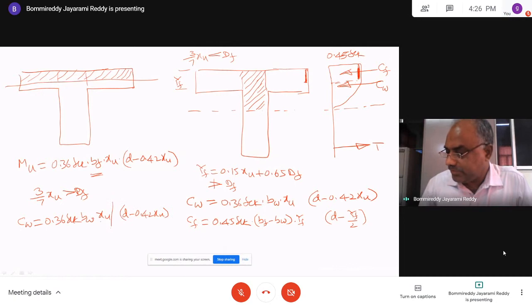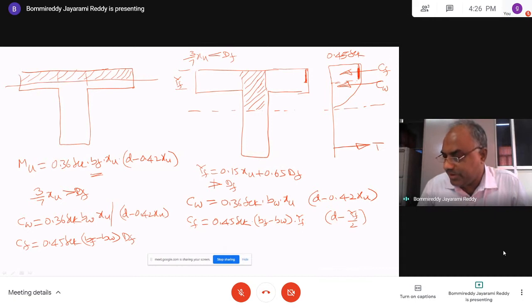Okay, this is force, that is lever arm. And what is the CF value? CF is 0.45 FCK (BF minus BW), because this is the remaining length. What is the depth now? Depth is DF. Here we were using YF, but now directly we are using DF.